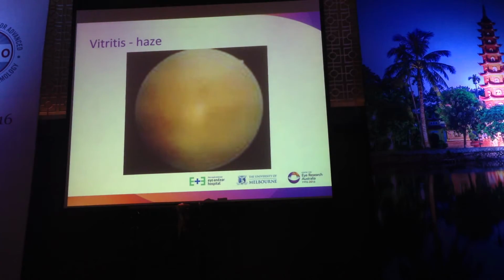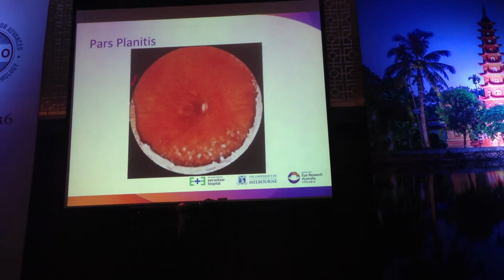And this is just a picture of vitritis. And this is pars planitis, which is a form of intermediate uveitis, and it's characterised by the snowbanks and snowballs. Okay, so that's a subset of intermediate uveitis.